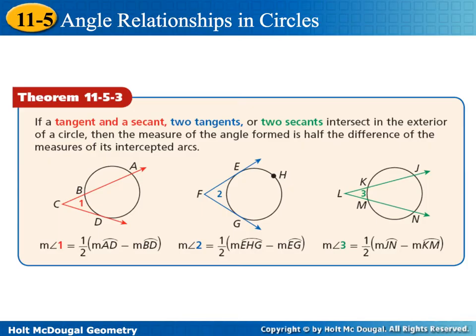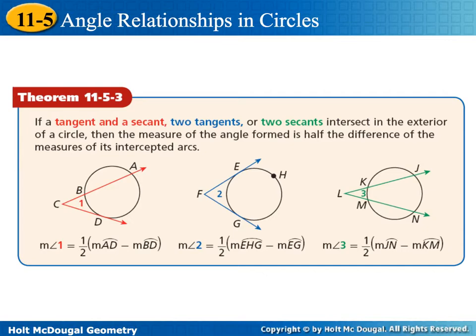All right, next theorem. This is where we subtract. So this is the subtraction theorem. Okay, this is if a tangent and a secant, two tangents or two secants intersect in the exterior of a circle, then the measure of the angle formed is half the difference of the measure of its intercepted arcs.